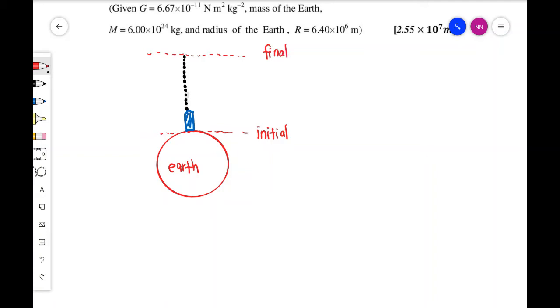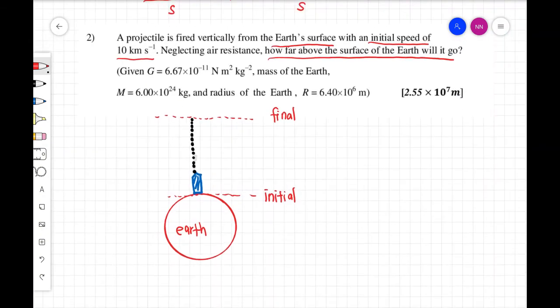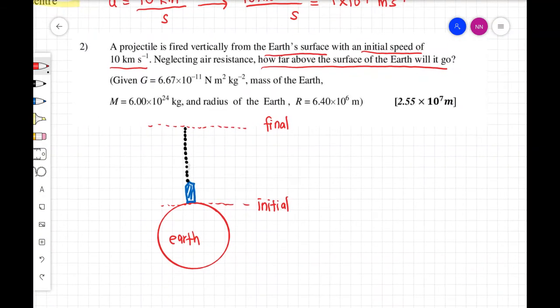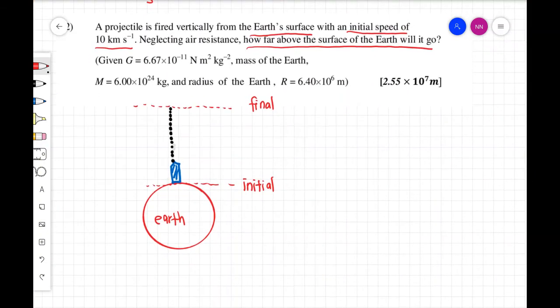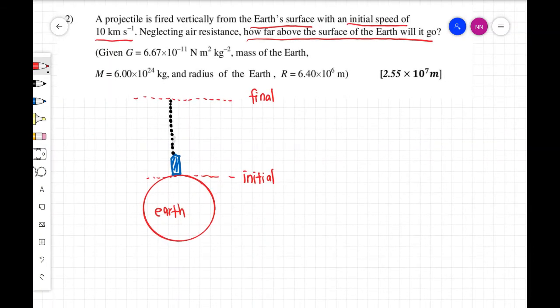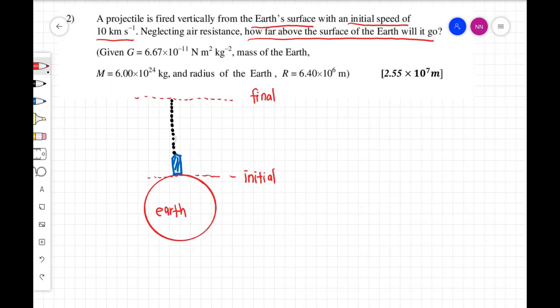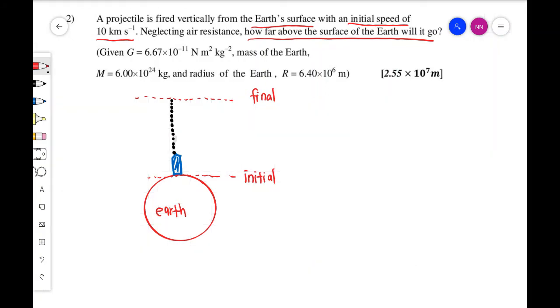Okay. So dia boleh pergi sehingga dia berhenti lah, sehingga projectile ni berhenti. So kalau dia ada enjin, dia guna fuel. So sampai fuel dia habis, so dia akan stop. Okay. So dia akan pergi sampai dia berhenti. So maksudnya bila dekat final position ni, dia stop. Okay. So kita nak cari position dia tu.